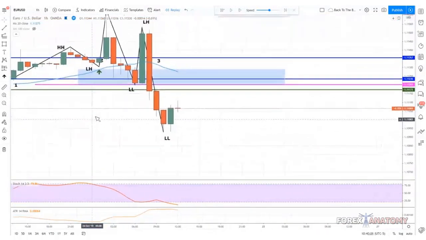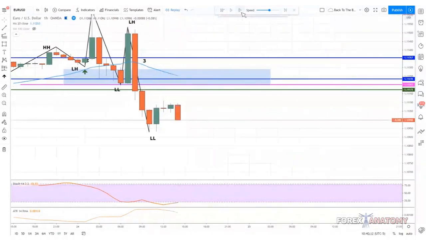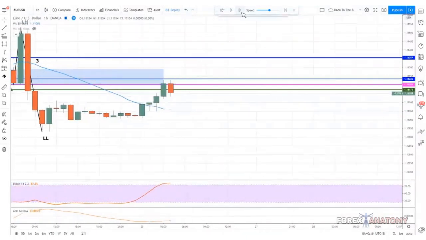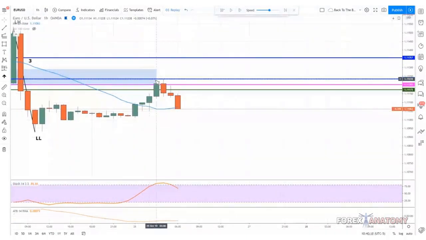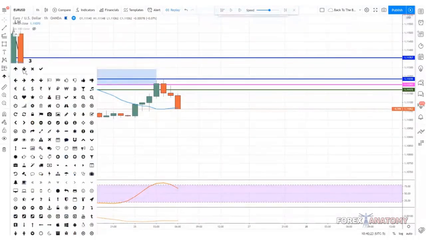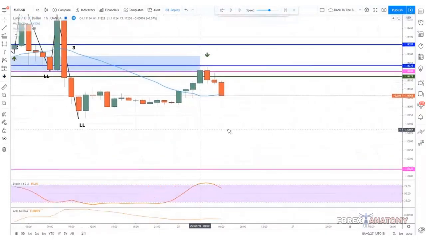So let's see what happens. Remember, we're going to look for a selling opportunity somewhere in this area. So let's see what happens. Hopefully we get a push up into this area. Okay, price goes in this area, right? It touched this area, and now we're seeing price slide, right? We enter our sell, and let's see what happens.